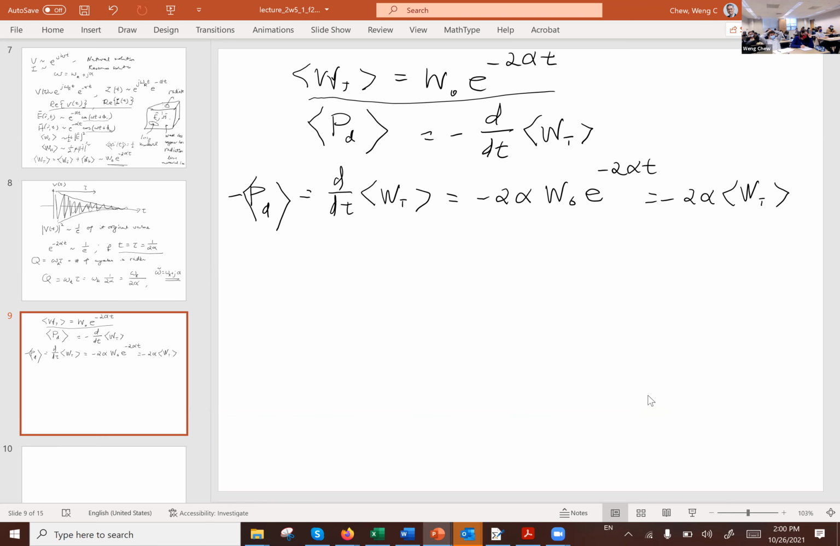Energy conservation. So we have another formula for alpha, which is kind of neat. Alpha can also be written as P_D over 2 W_T. This is a rather neat formula. It says that you don't have to know the resonance frequency of the cavity, but if you have a way of measuring the dissipation of the cavity, you can find alpha using this formula. And of course, you need another way of estimating the stored energy of the cavity.